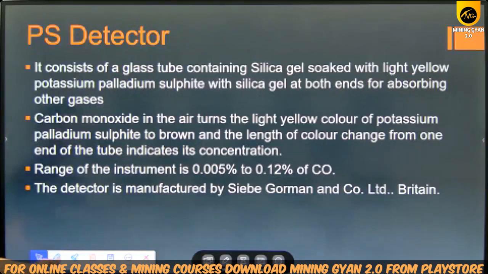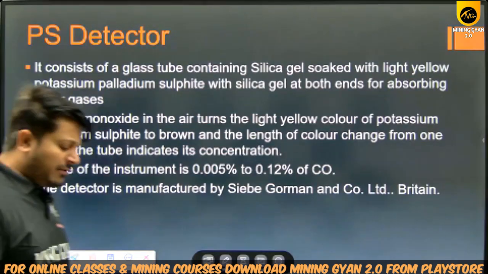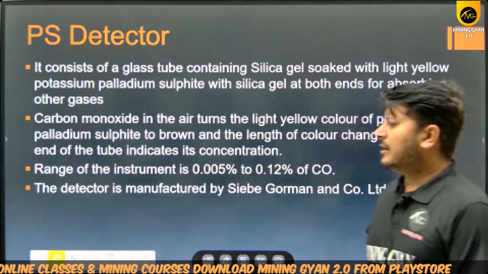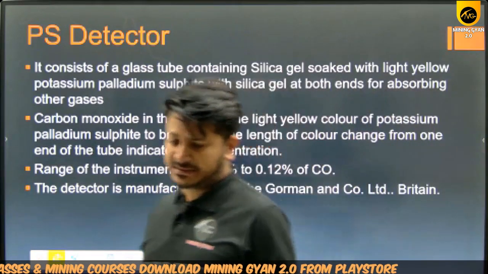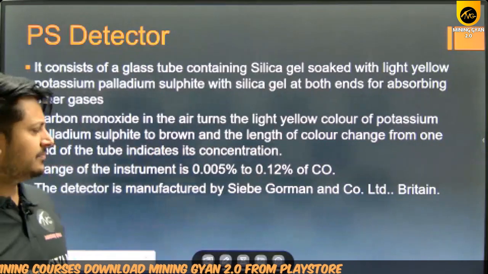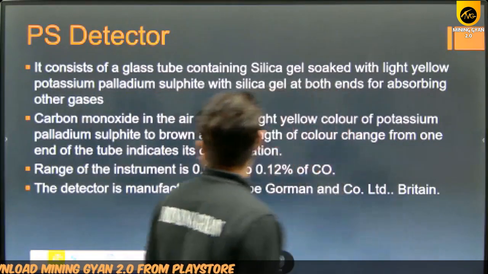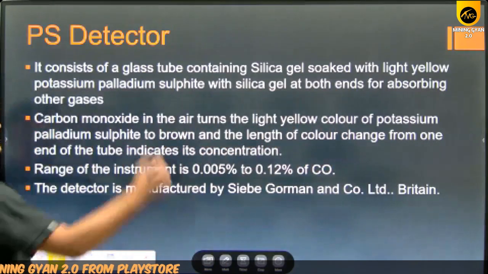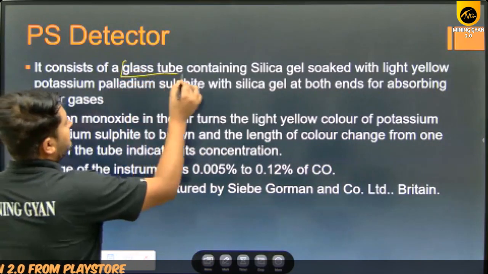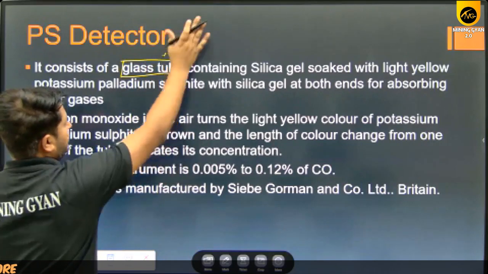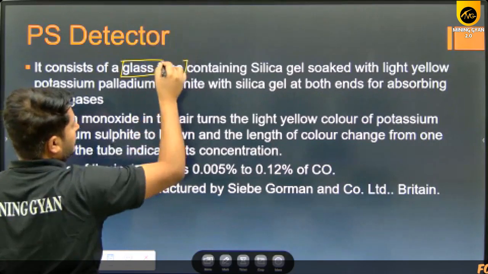Next, pH detectors. Now we talk about the pH detector. pH detectors are basically which type of detectors? Colorimetric indicating detectors. Now if we talk about the pH detectors, they have a glass tube. A glass tube.